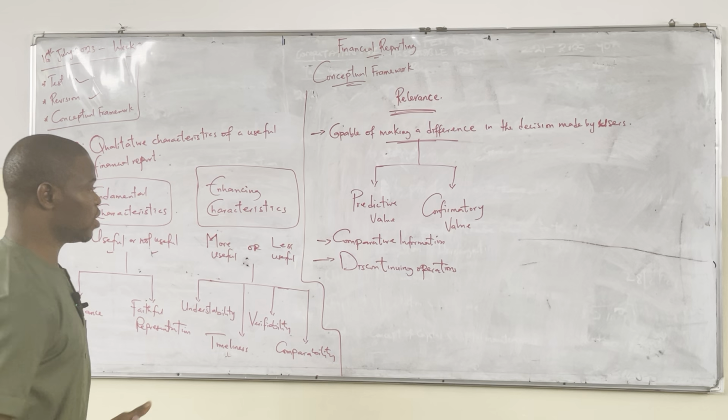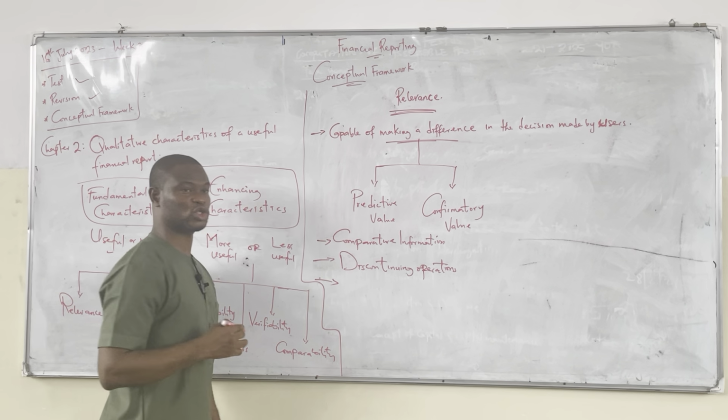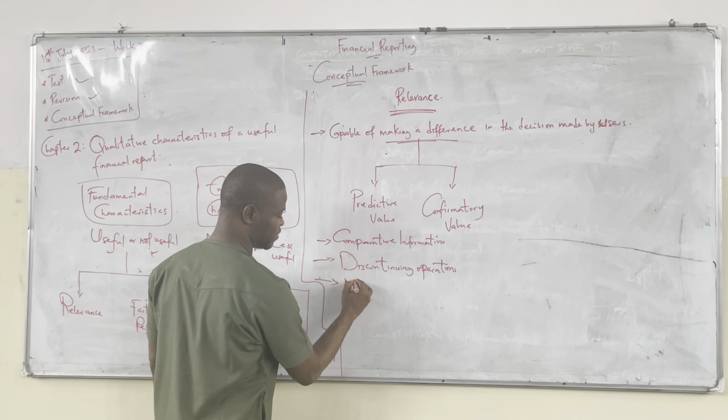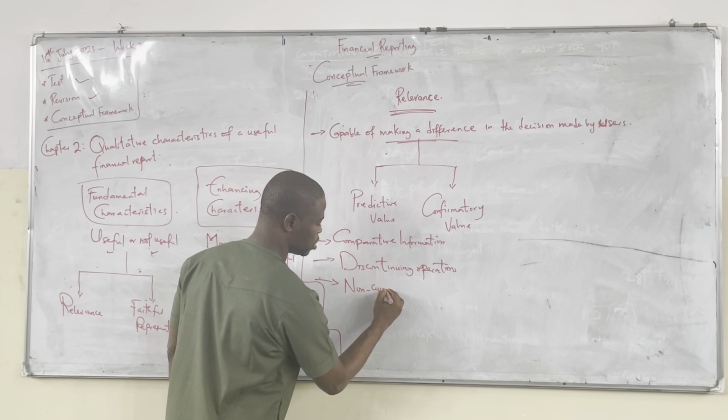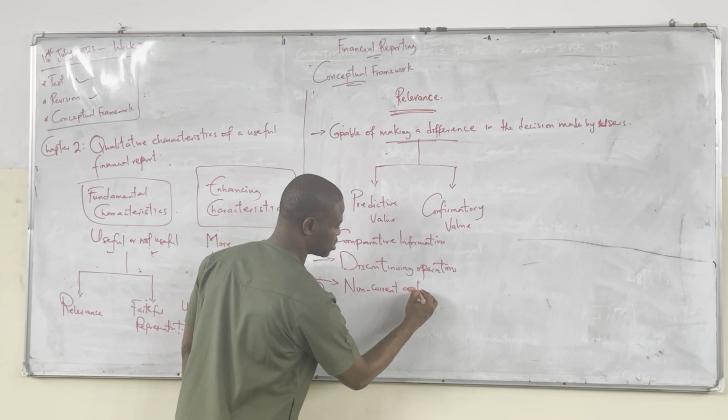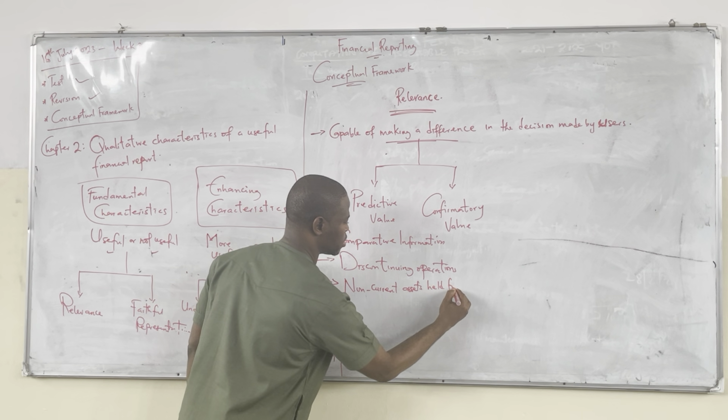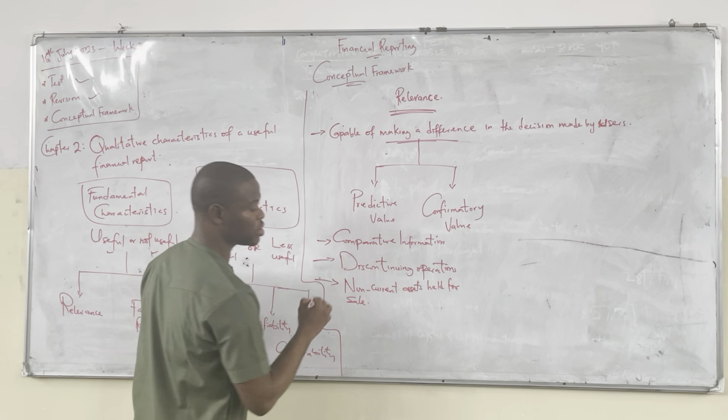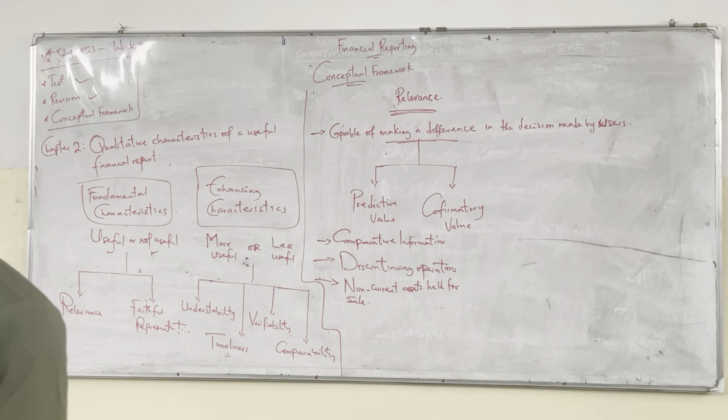Another way we can present financial reports to have predictive value is providing information on what we call non-current assets held for sale. This one too, you will learn it under IFRS 5. When an entity wants to sell an asset that ordinarily your intention is to use, you now change your mind: I'm not using it again, I want to sell it. IFRS 5 says that you must present it separately.